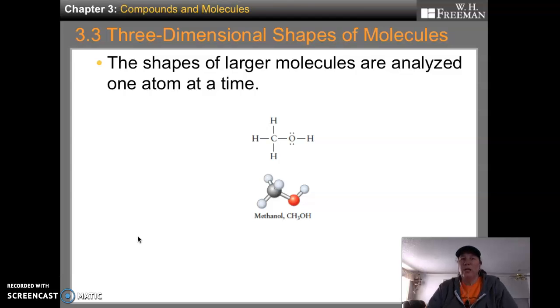Okay, so the shape of a larger molecule can be analyzed one atom at a time. Here's a bigger one. This one would be tetrahedral, and then you have another part here that would be bent. So in this one, I'd say that the methyl part is tetrahedral because there's 4, and then the OH, the hydroxide, is bent because you've got one bonded here and one here, and then you got 2 lone pairs, so that's why it ends up going like that.